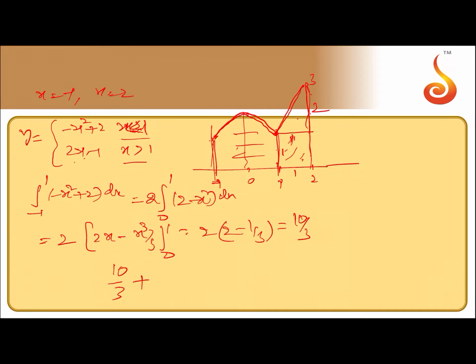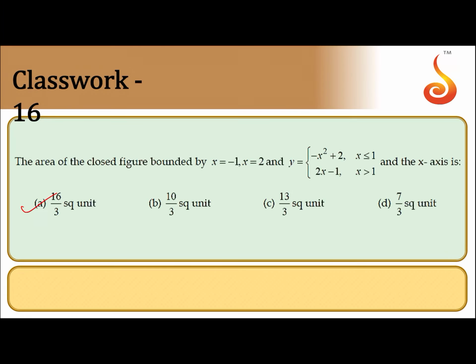So it is 10 by 3 plus area of the square is equal to 1 plus area of the triangle, which is nothing but half into base into height, that is also 1. And of course this is 10 by 3 plus 2. So how much will you be getting? 6 plus 10, 16 by 3. So the answer is equal to 16 by 3.